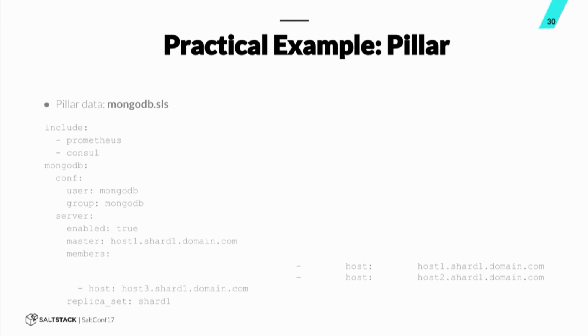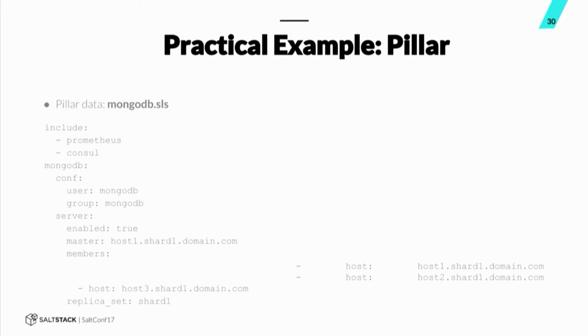So here is some pillar data, which you may or may not be able to read. Hopefully you can. If you look, there's a Mongo salt formula up on GitHub, so this looks remarkably similar. You'll notice here we have some configuration options that specify the user and the group for Mongo. I've left out a bunch of other ones because the slide's not that big.